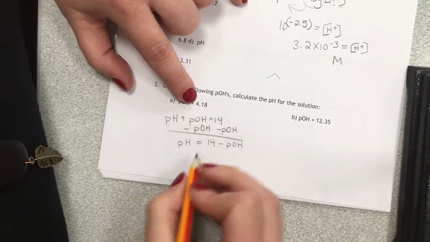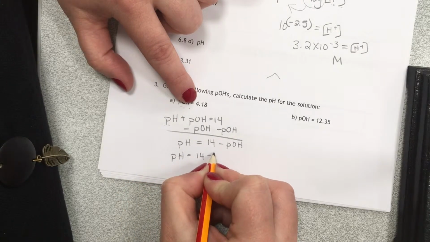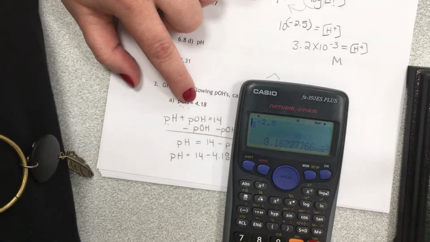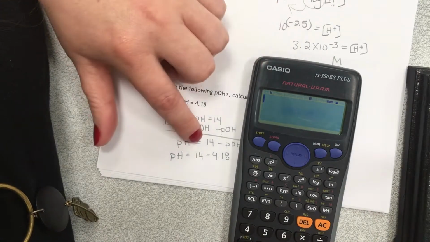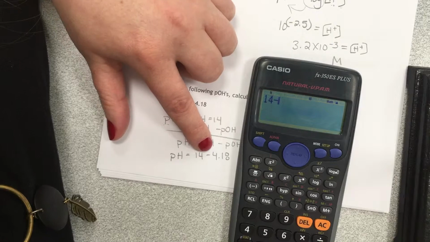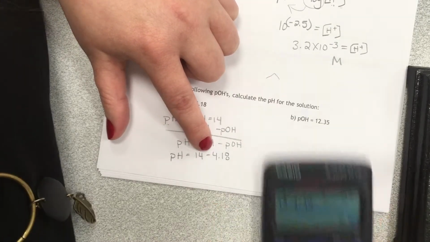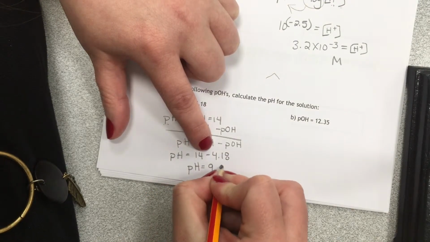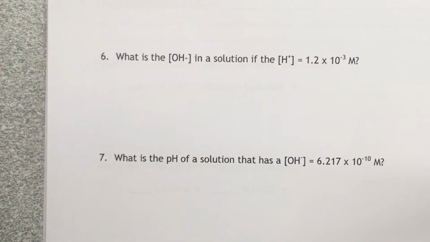Now let's plug in our number. So pH equals 14 minus 4.18. I believe it's 9.82, but you guys know, or 10.82, I don't know. You know I am not good at those kind of maths. 9.82. So the pH is equal to 9.82, and that is basic.